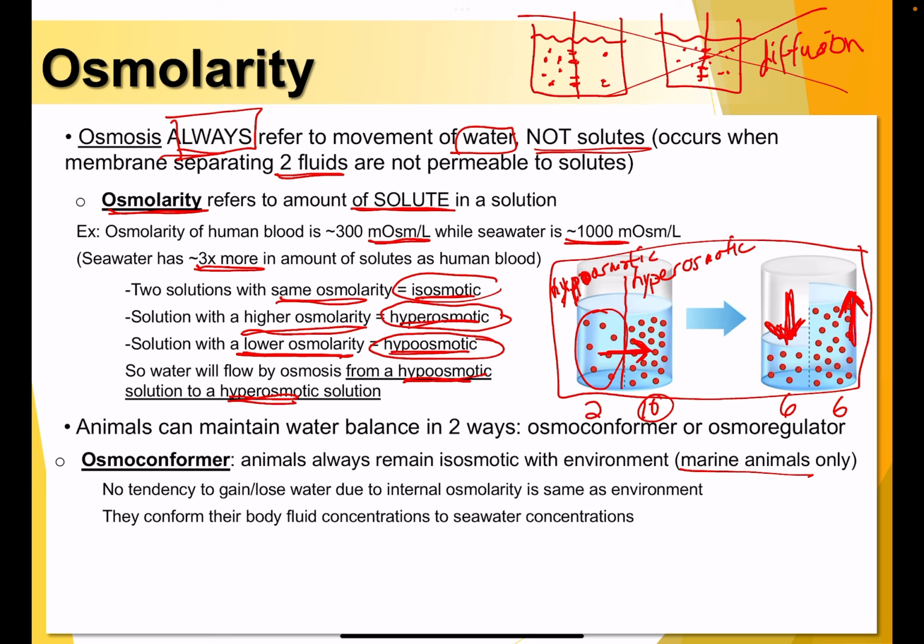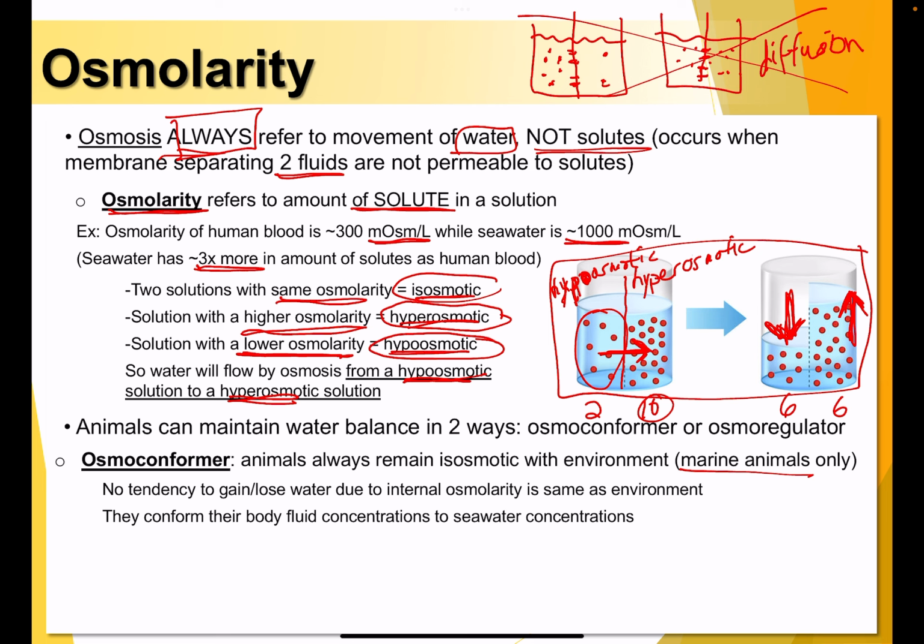That's what marine means. So when we're talking about osmoconformers, there's usually no tendency to gain or lose water because they are isoosmotic with the environment. You don't need to move any water in this case. They are in a happy situation. Their internal osmolarity is the same as the external environment. So that's why it's an isoosmotic situation.